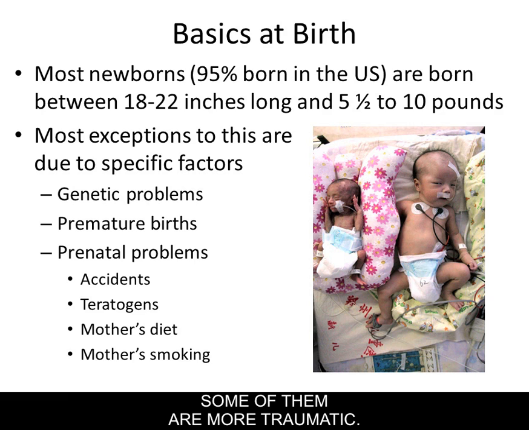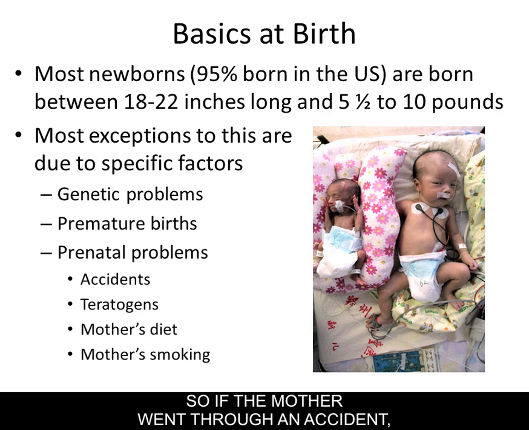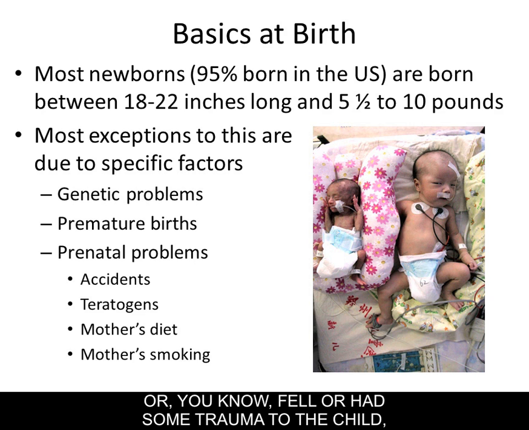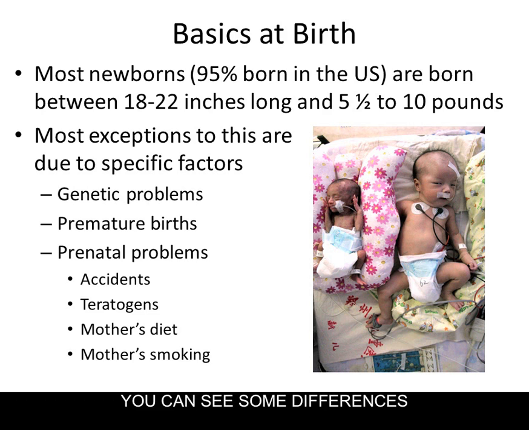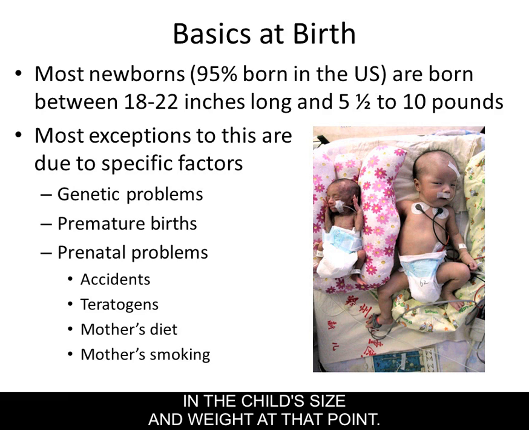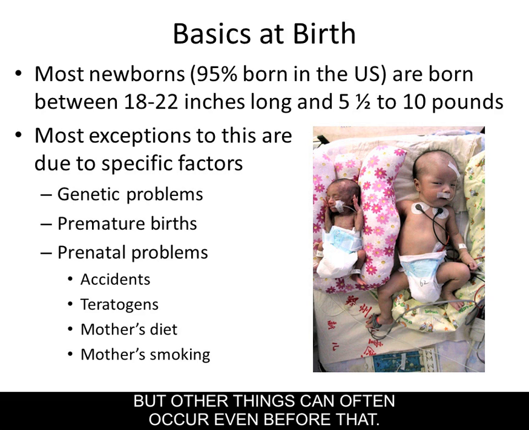Some of them are more traumatic. So if the mother went through an accident or fell or had some trauma to the child, or there was something with the birthing process that impacted the child, you can see some differences in the child's size and weight at that point. But other things can often occur even before that.